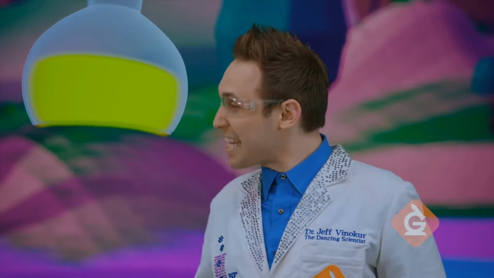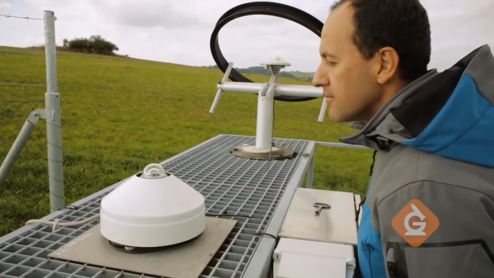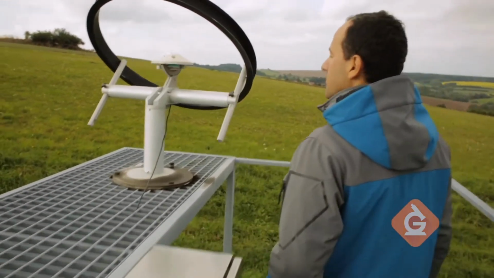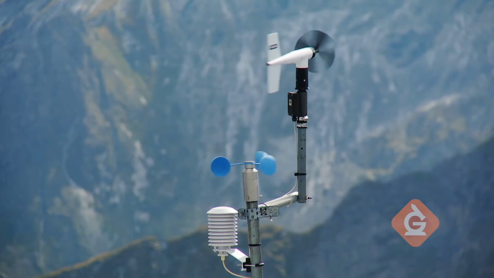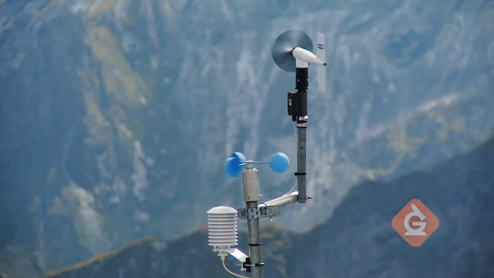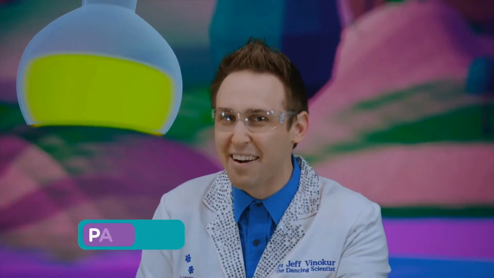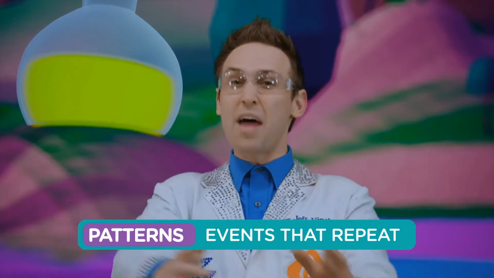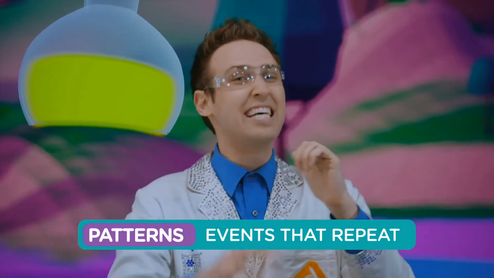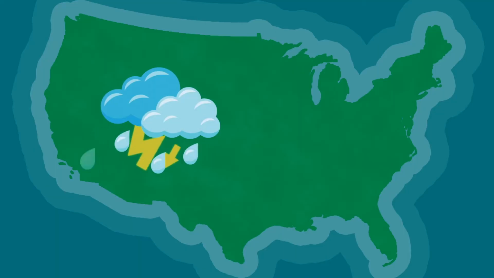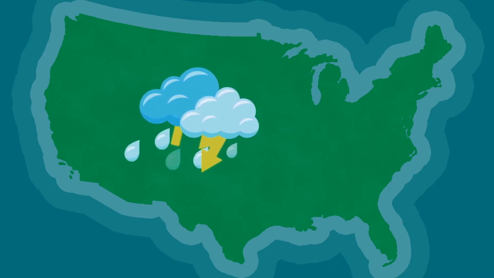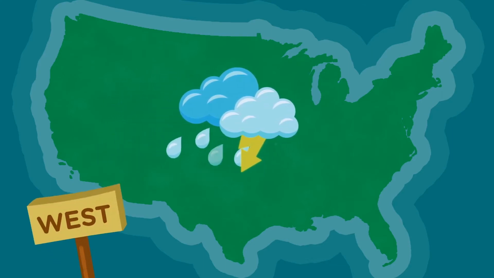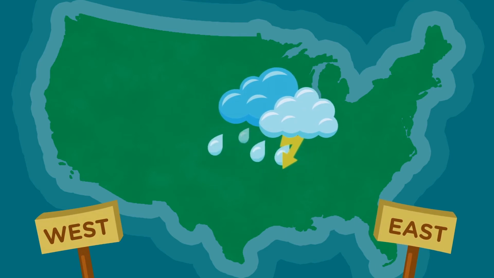To keep people safe, scientists have learned how to predict storms before they happen. These experts are constantly studying the weather all around the country to detect patterns. By looking at weather patterns from the past, scientists can predict the direction that a storm will move across the country. For instance, from west to east.